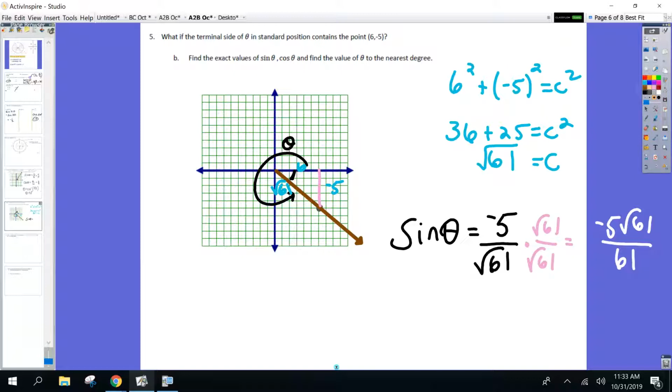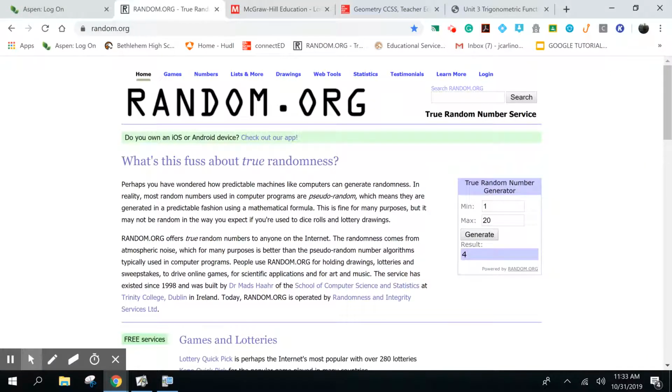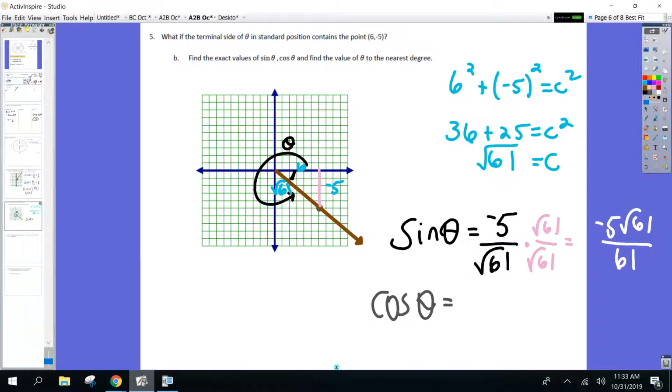All right, how about cosine? Predictions, positive or negative? Positive. It better be. 20, adjacent over hypotenuse. What do you have for me? Yep. And same thing, have some self-respect. No radicals in the denominator. So you end up with 6 square root of 61 over 61. And then what's the final thing we need to do?